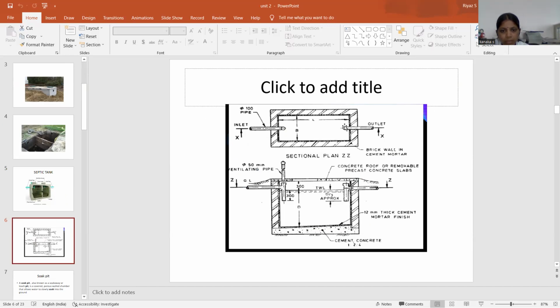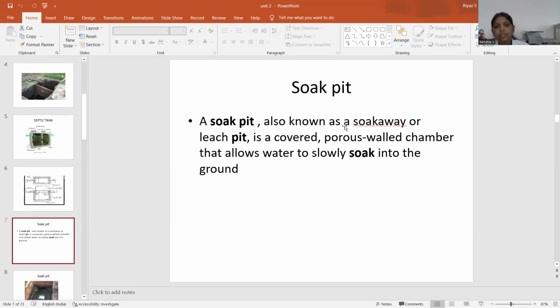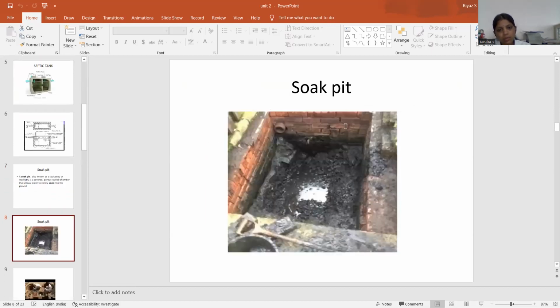Soak pit. Soak pit is also known as soak away, or leach pit. It is a covered, porous-walled chamber that allows water to slowly soak into the ground. This is a soak pit.